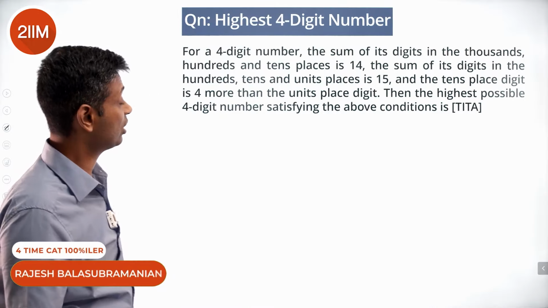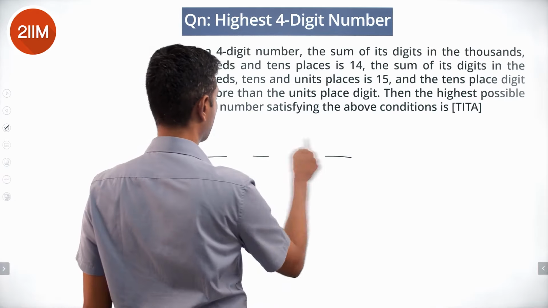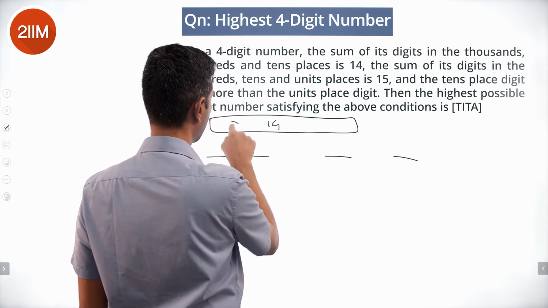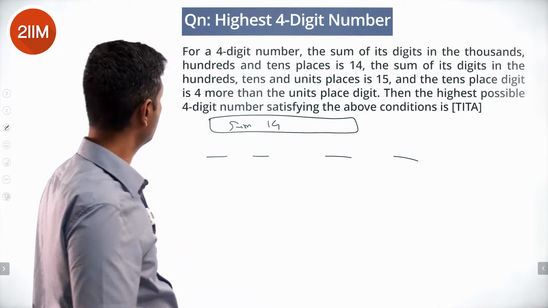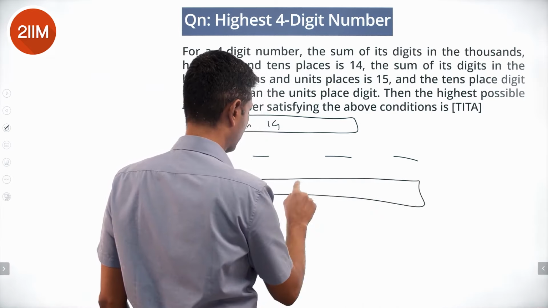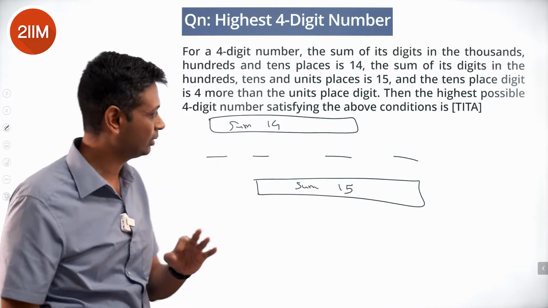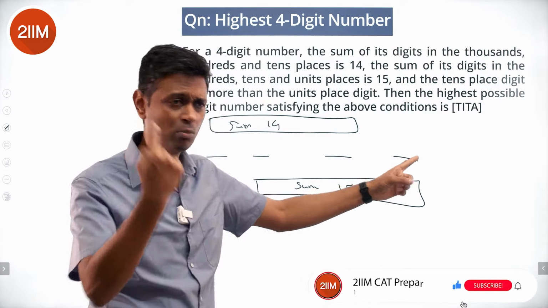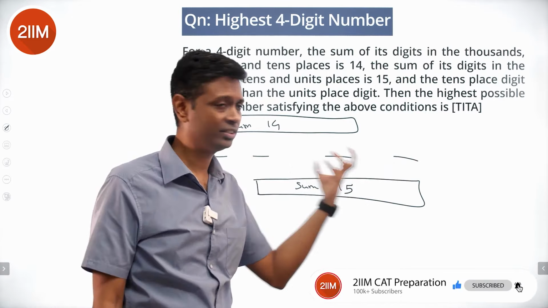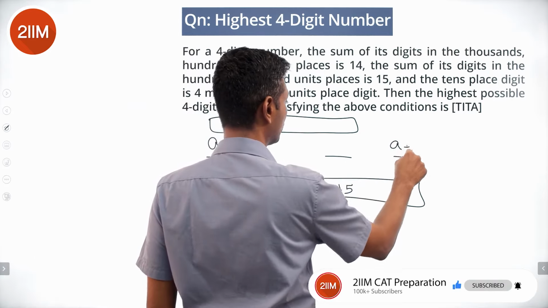For a four-digit number, the sum of its digits in the thousandth, hundredth, and tenth place is 14. These three add up to 14. The sum of its digits in the hundredths, tenths, and units place is 15. These three add up to 15. Nice and simple. That means this digit is one more than this digit. These two are common. These three add up to 15, 14. Or this is A. This is A plus 1.